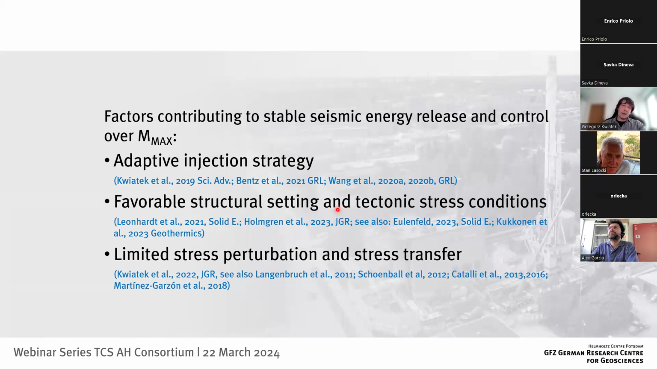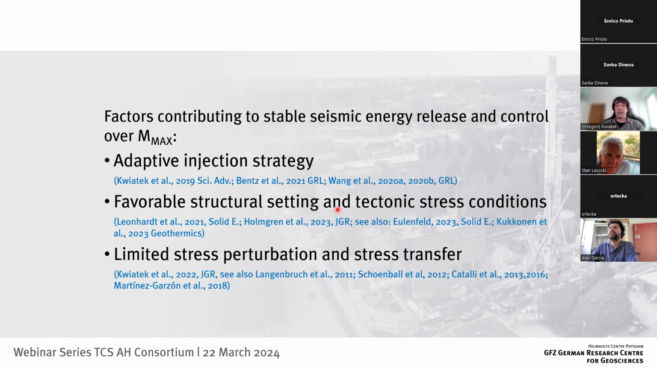So I will already set up what are the factors that contributed, from our perspective, to the successful control of the seismicity and maximum magnitude in that reservoir. Over the last years, we explored a lot of these factors with many colleagues, and we also recently started to employ laboratory experiments on rock samples to investigate that.